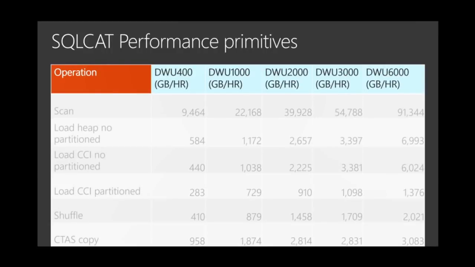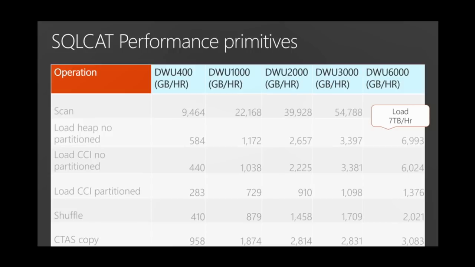Some performance numbers that our SQL CAT team has tested. I mentioned this is about 7 terabytes an hour at DW6000, and it scales linearly. We scale from 1,000 to 3,000 to 6,000. The numbers scale linearly. So if you're loading into SQL DW and you're getting 7 gigs an hour, something's not quite right there. When we scan, and this is only at DW2000, we're hitting about 40 terabytes an hour to scan. So these are some of the perf numbers that we've worked through on customer workloads that we pulled together.